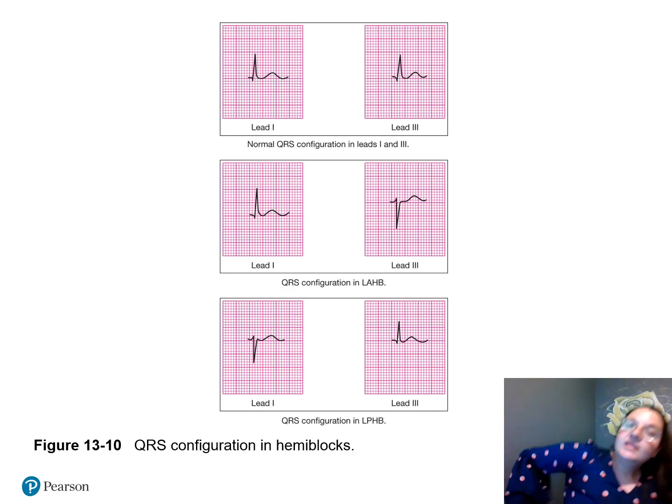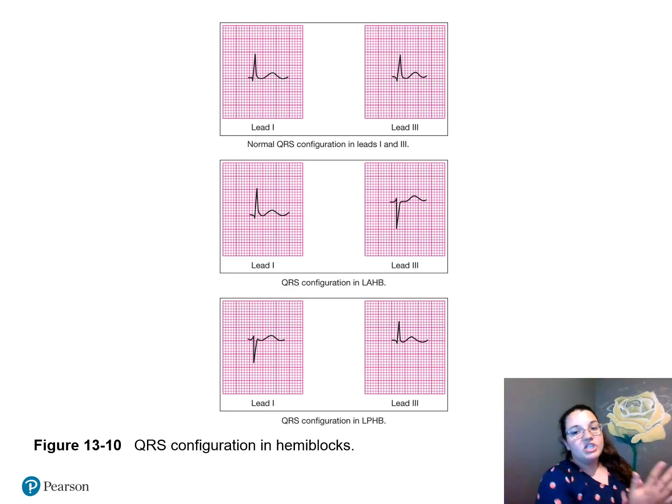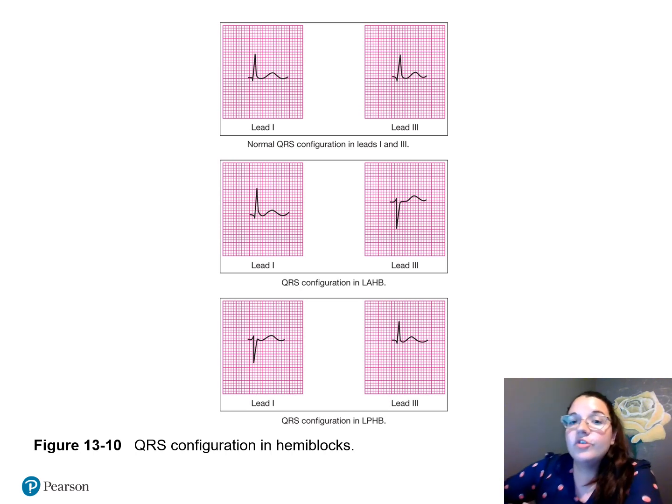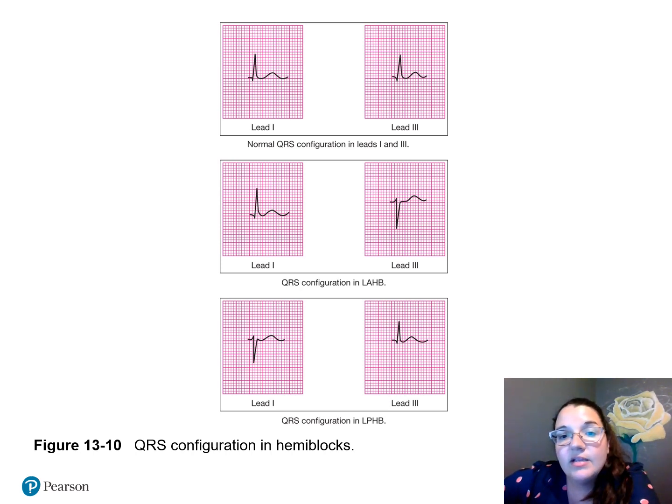All right. Notice we have a new lead that we're going to look at. So if I am looking for a hemiblock, what leads am I going to look at? Leads 1 and lead 3. Okay. Lead 1, the first image up there you're going to see is a normal QRS in lead 1 and lead 3. The second one is showing that we have a left anterior hemiblock. And the last one is showing a left posterior hemiblock. What do you notice?